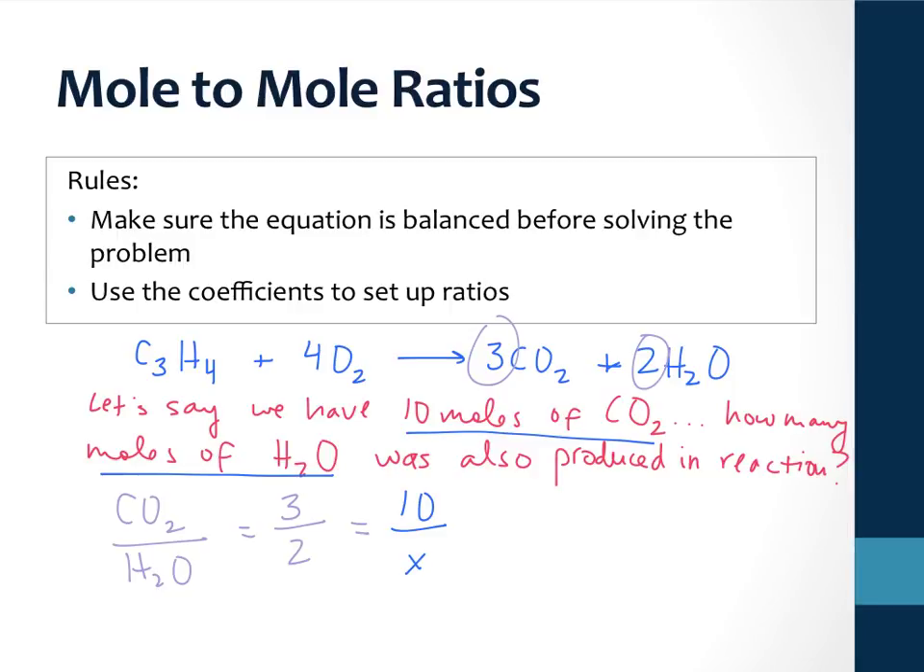Next, this looks like a proportion, so let's set that up and solve. So 3x is equal to 2 times 10. 3x is equal to 20. And so x is equal to 20 divided by 3, which is approximately 6.66 repeating moles of, let's be specific here, H2O. And that's it. That's how you do a mole ratio problem.